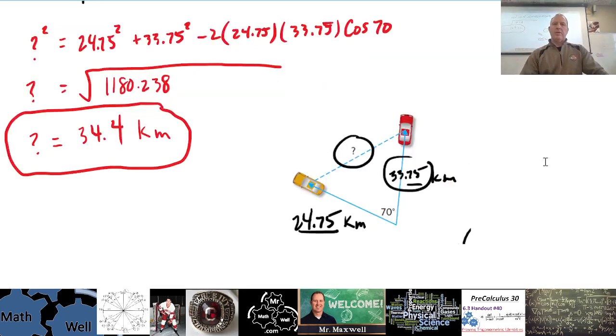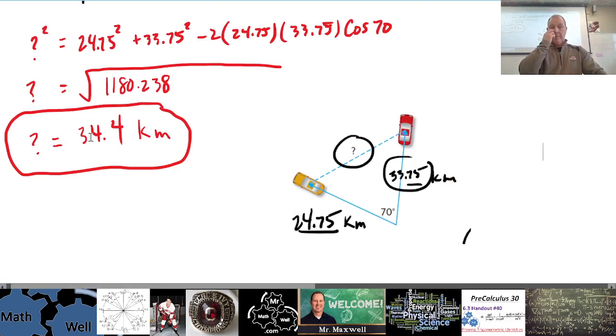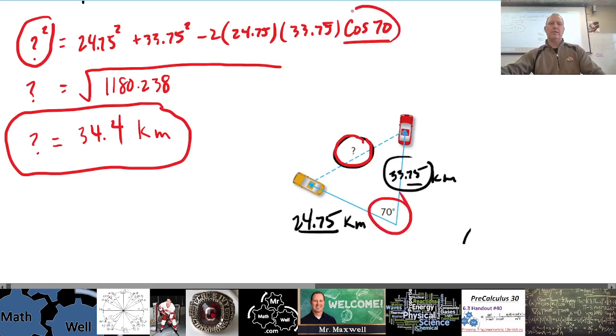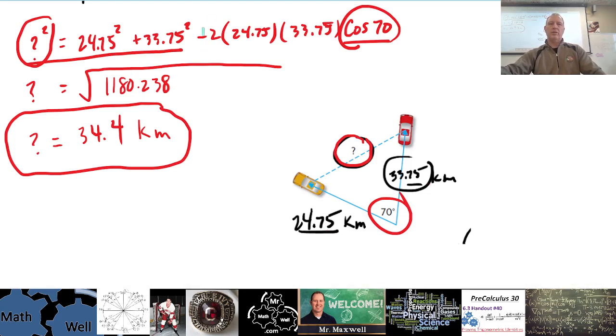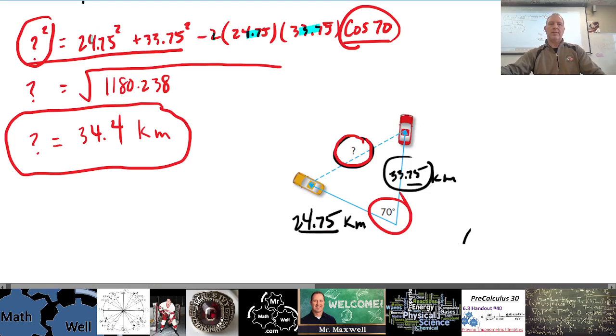All right, for question number 13, this is what you should have. For an answer, you should have about 34.4 kilometers. So you fill in your values. We're going to put the unknown squared on one side of the equation, and cos of 70 on the other side. And in between, make it look like Pythagoras: 24.75 squared plus 33.75 squared minus 2 times the lengths of the sides, times cos 70.